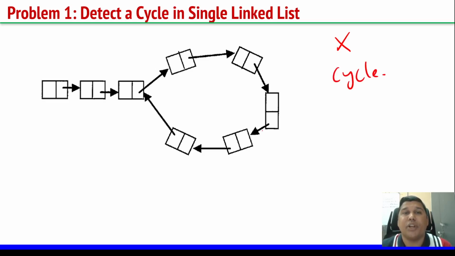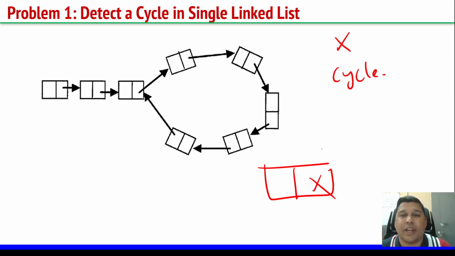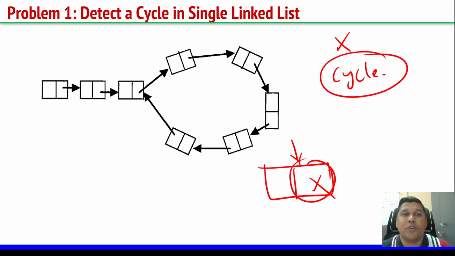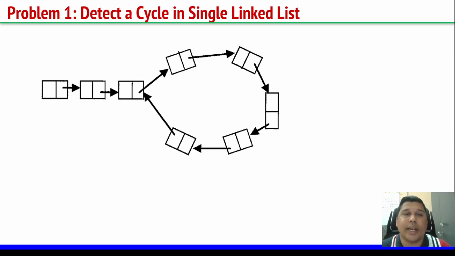Generally we know in a single linked list the last node always contains null. So the question is to verify whether the last node of a linked list contains a null or contains a cycle. Detect a cycle in a single linked list. It is a very popular programming question. How do we try to do this?